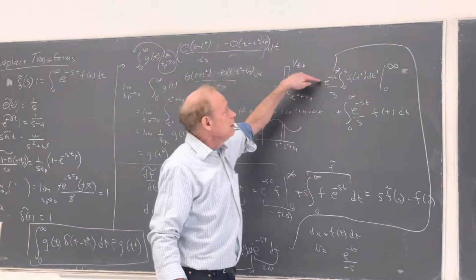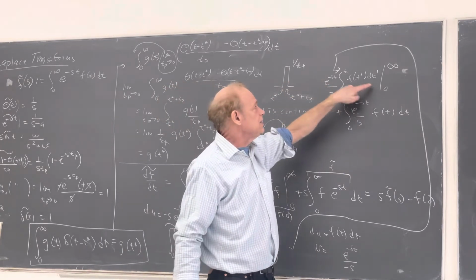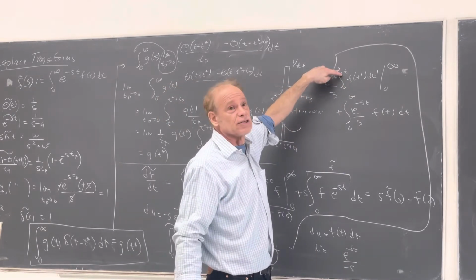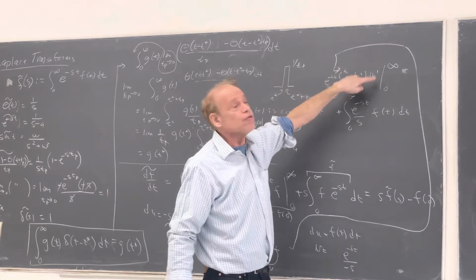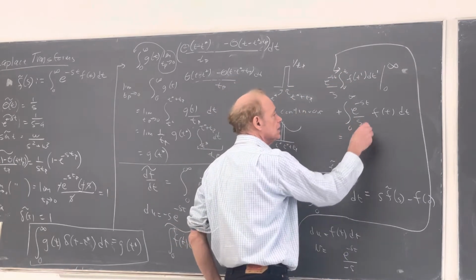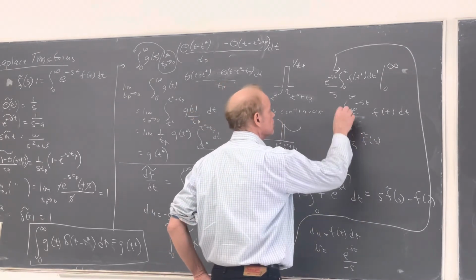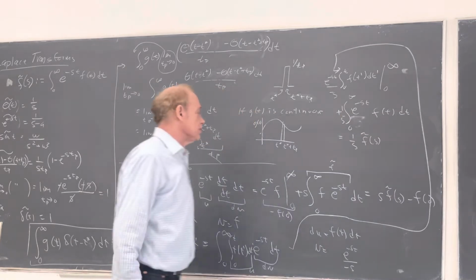So let's evaluate that. At infinity, this is 0 because e to the minus s infinity is 0. At 0, this is 0 because the integral from 0 to 0 is 0. So both of these give me 0. And I'm just left with 1 over s times f tilde of s, because the 1 over s comes out, and this is just f tilde.